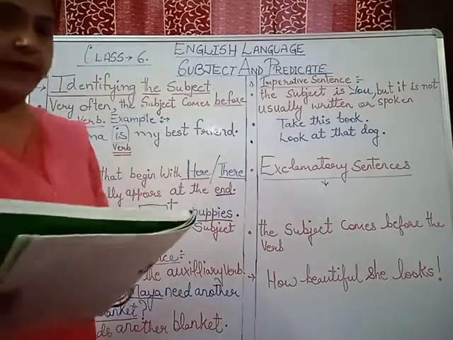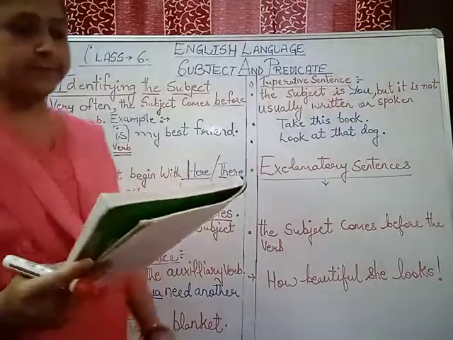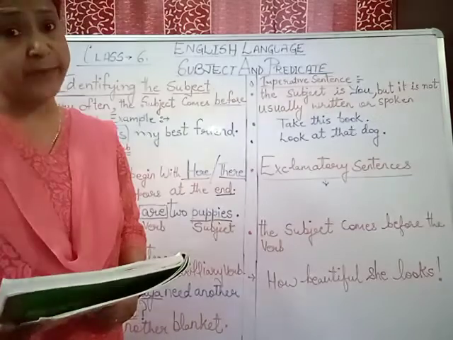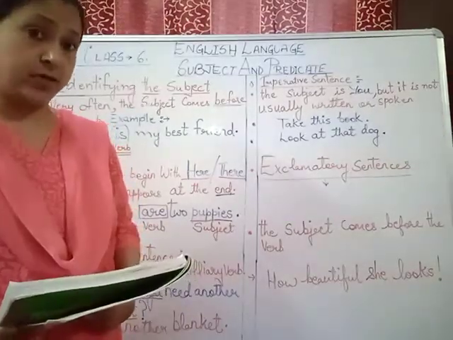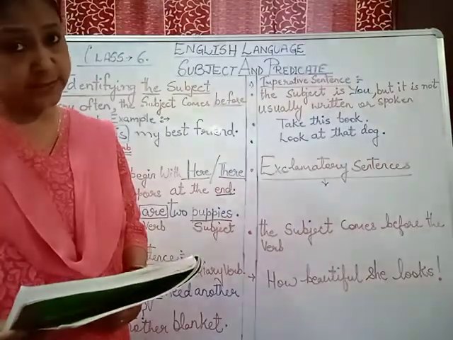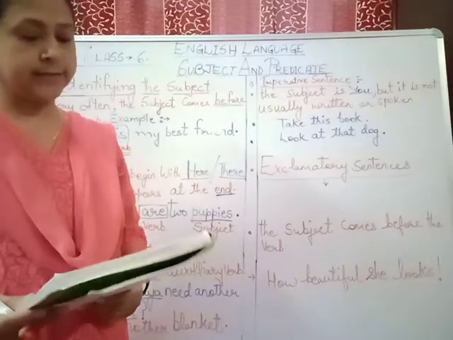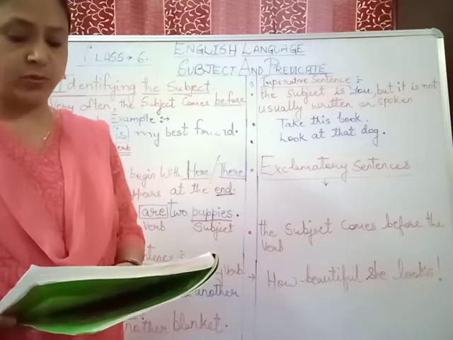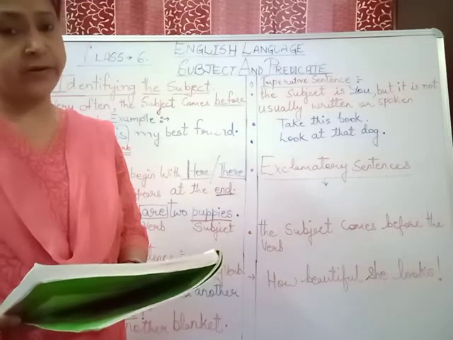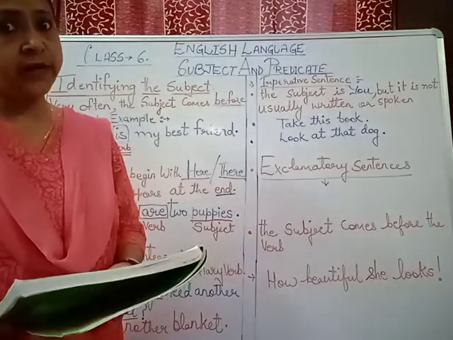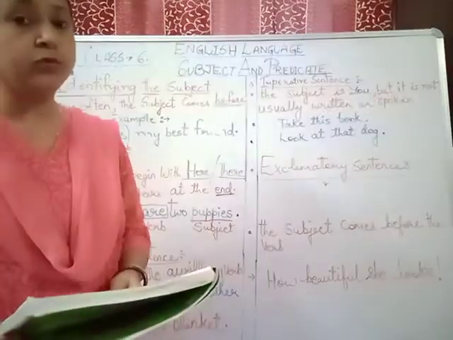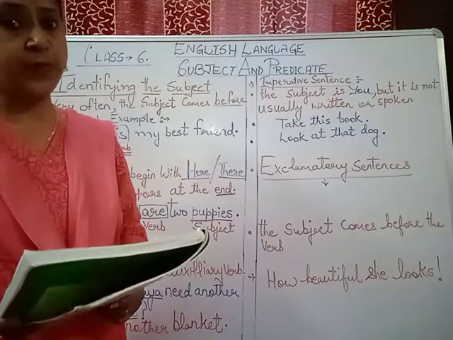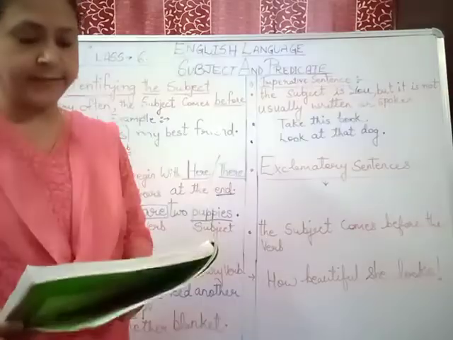So children, we have done till interrogative. Let's see the imperative sentence. What is an imperative sentence? It is giving you a command, it is requesting you, and it is giving you advice. In an imperative sentence, the subject is "you," but it is not usually written or spoken.